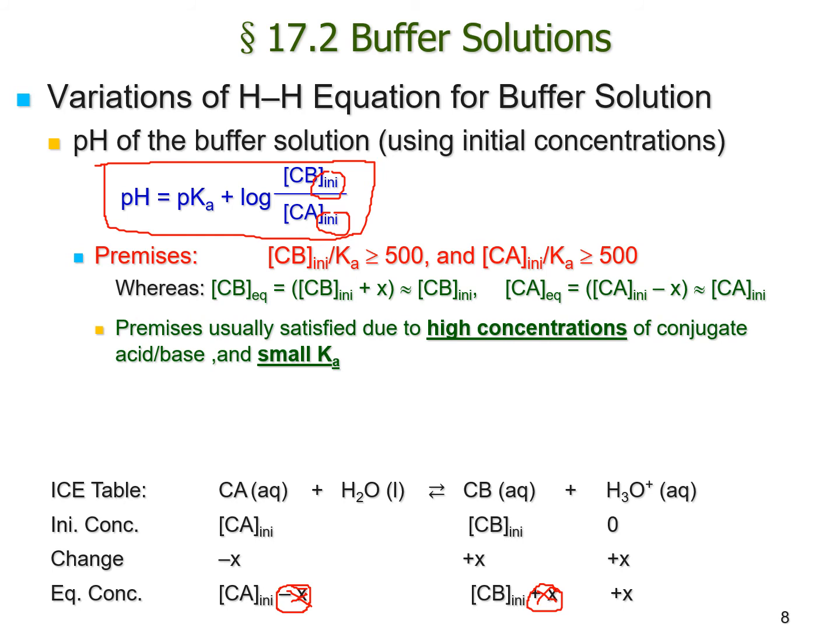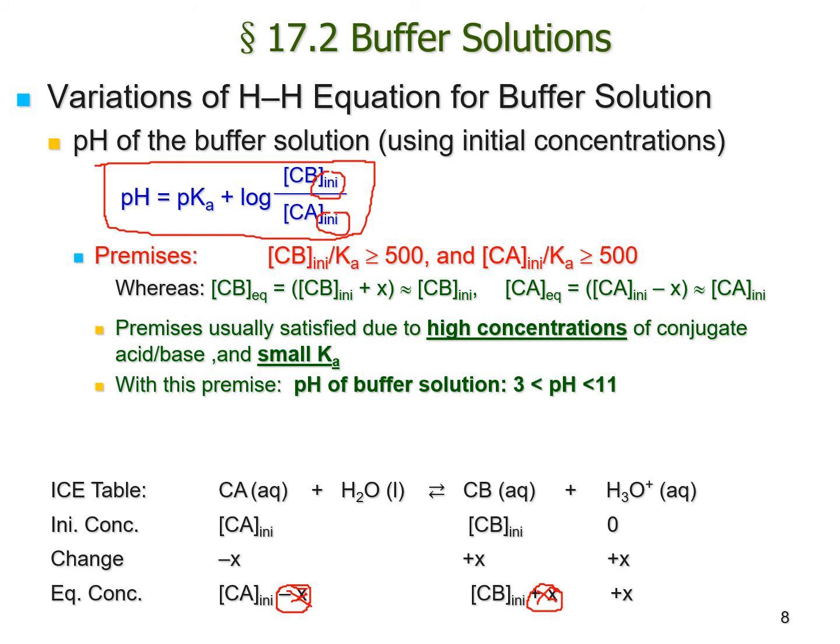So that makes our life a lot easier. So that is why the HH equation becomes a shortcut for buffer solution calculation problems. In order to make this 500 rule work, we have a requirement for the Ka value. Remember, Ka must be small.